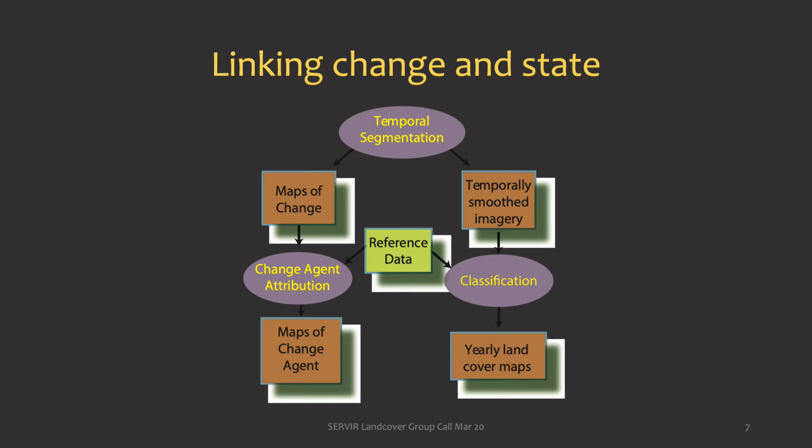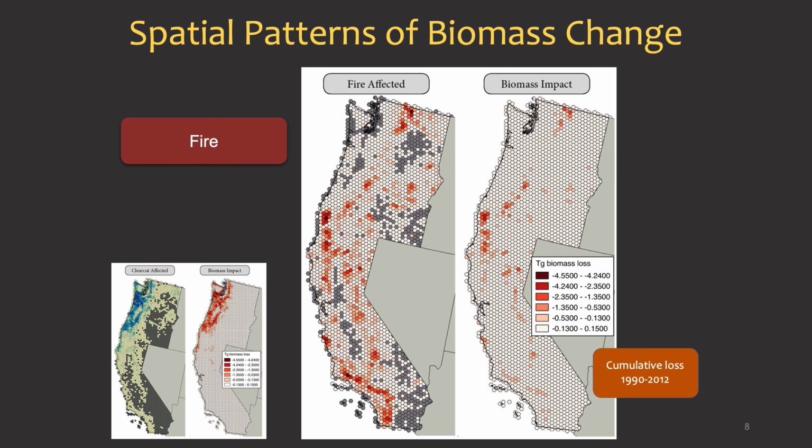So the temporal segmentation drawing those straight lines underlies both the maps of change and the temporally smooth imagery used for the classification, which means that those endpoints, the yearly land cover maps and the maps of the change agent, agree. And that allows you to do analyses. So for example, in the western states, we looked at, this was a carbon project looking at forests and disturbance agents. And so you can map both the disturbance agent, like the middle graph, and this is just summarized to these hexagons, but it is at the 30-meter scale in the native data.